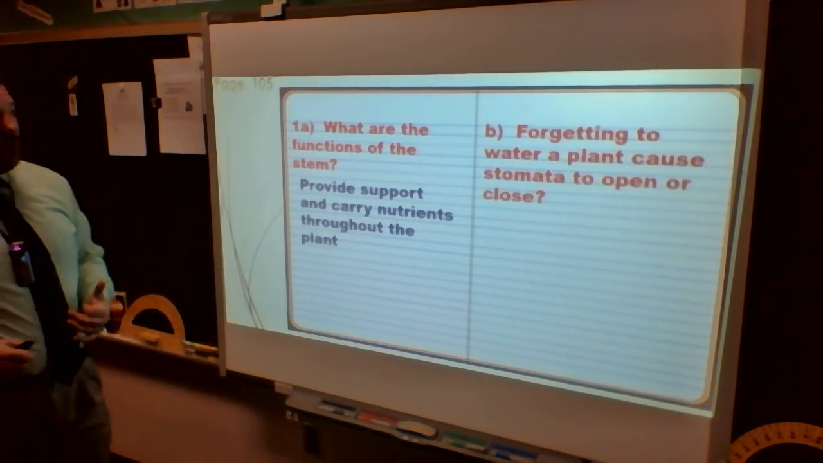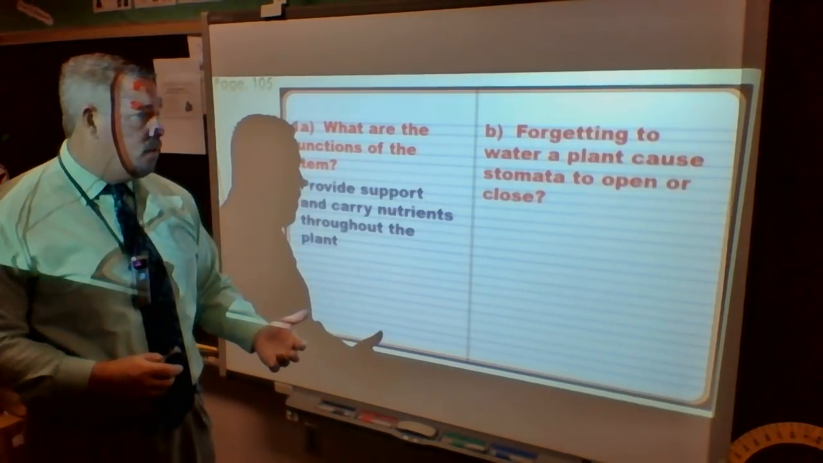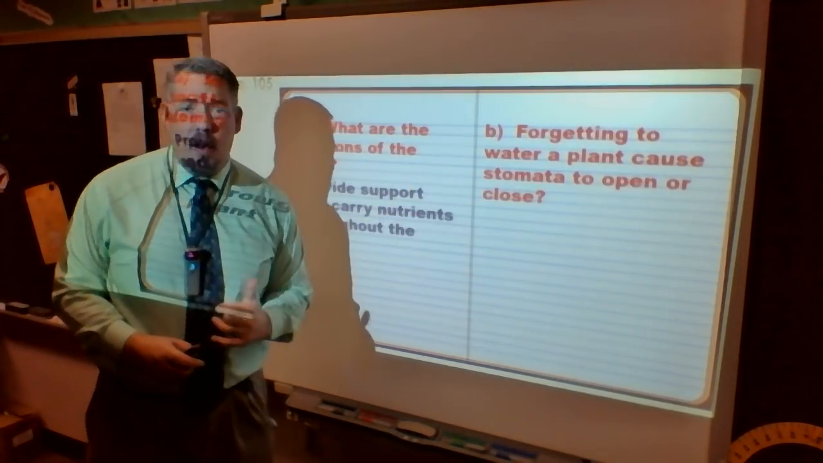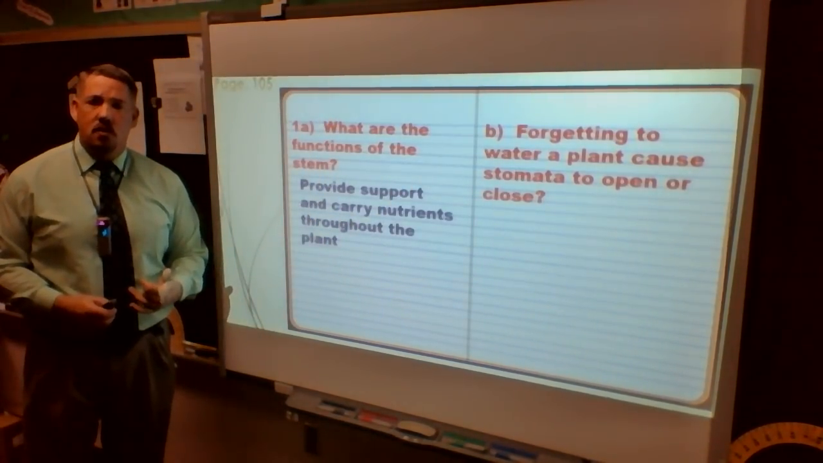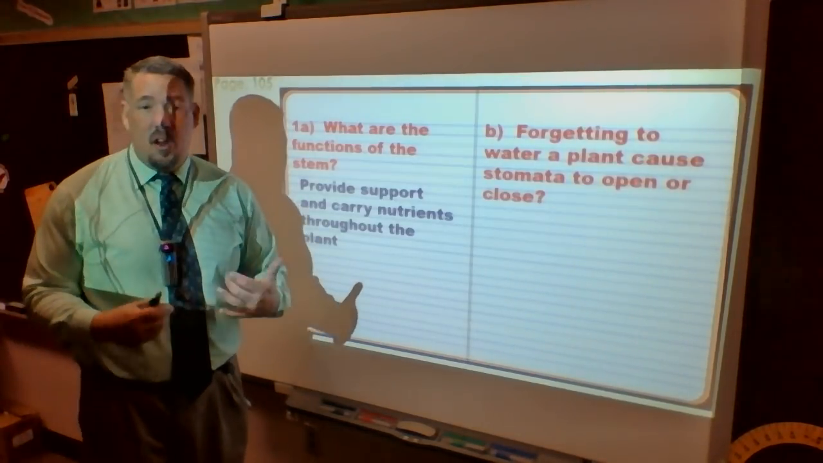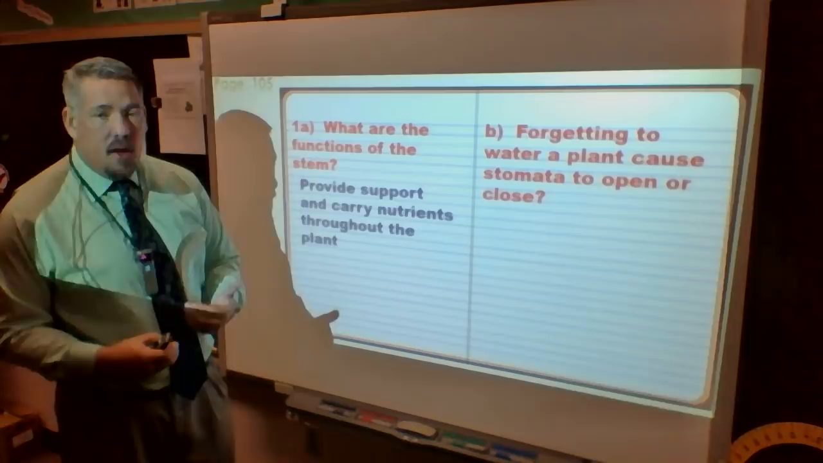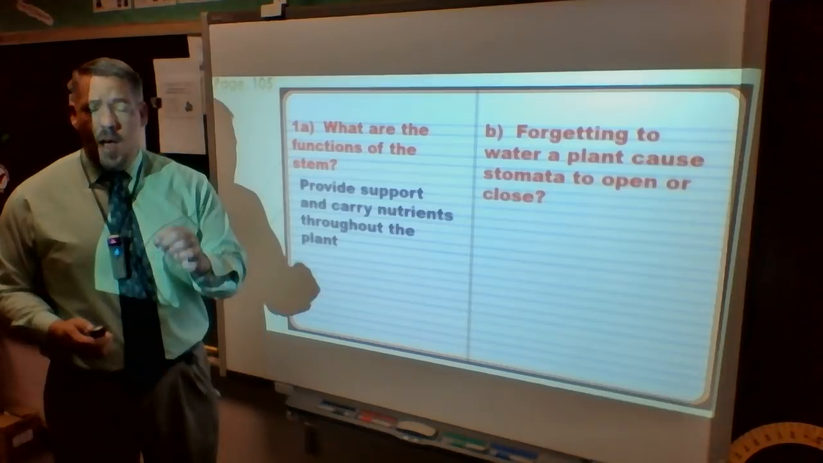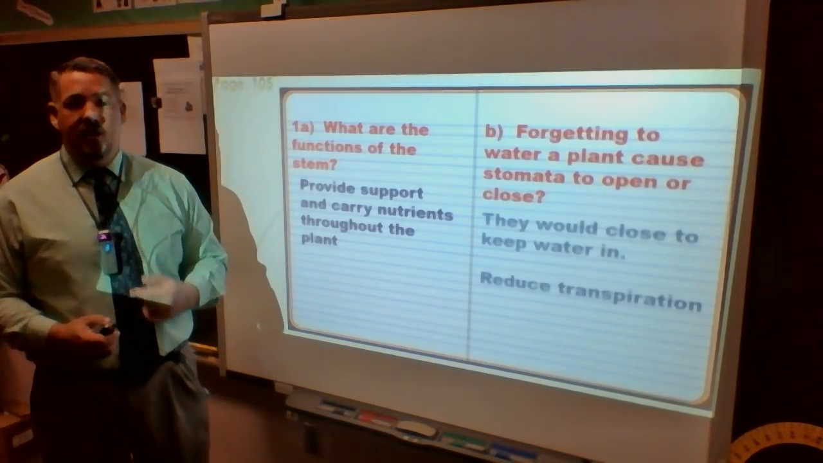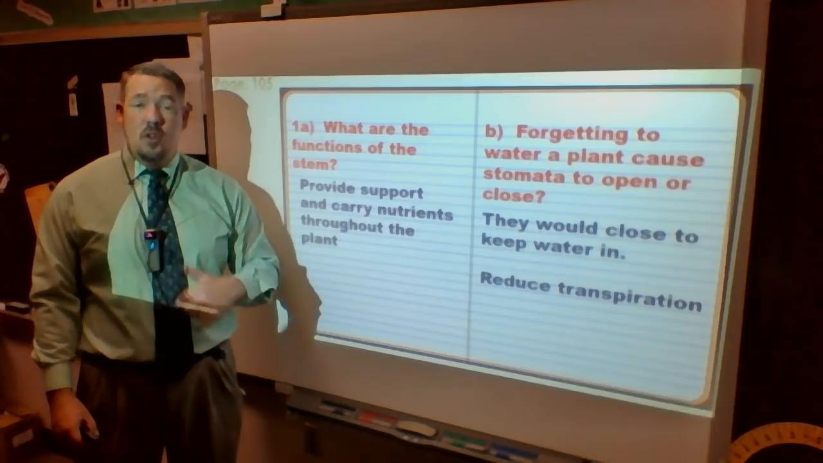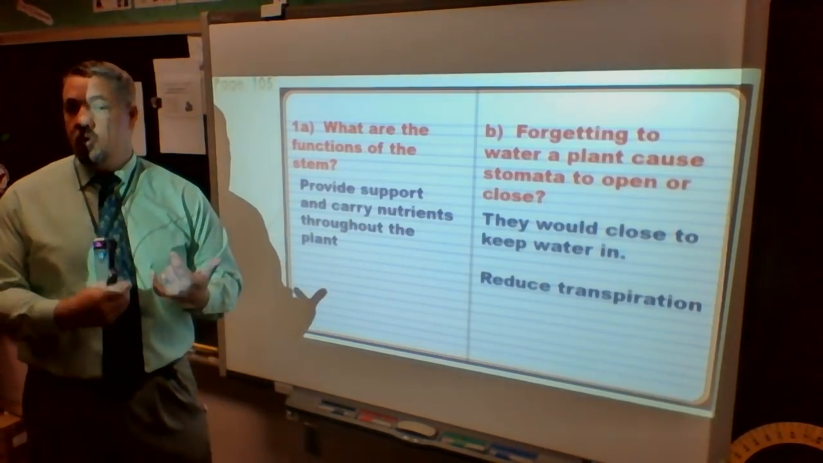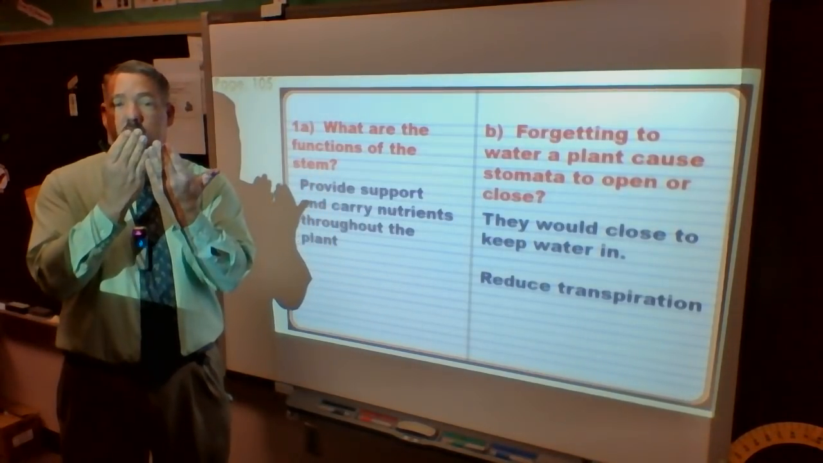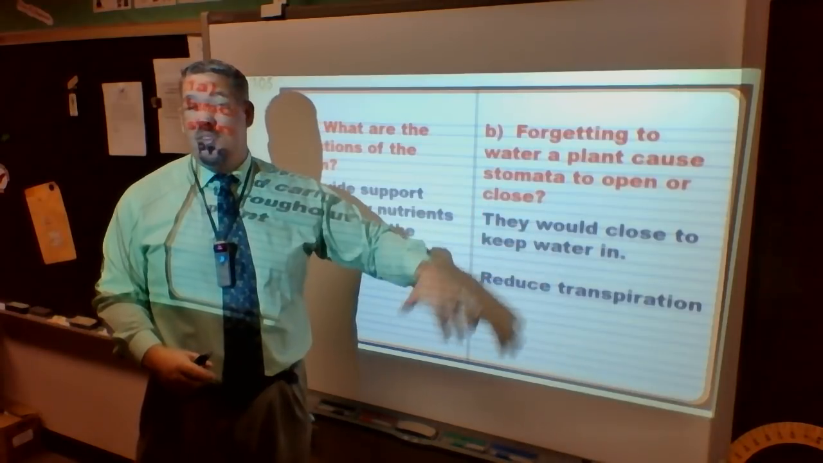The second question, if you forget to water the plant, then what's going to happen to the stomata, which is more than one stoma? Are they going to be open or are they going to be closed? Well, if I forget to water a plant, and you see that it's beginning to wilt, if I would look at the plant really close with a microscope and I would locate a stoma, I would see that it's closed. Because the last thing a plant wants to do is to lose more water. It wants to reduce the transpiration that it's automatically going to want to do. So it closes those doors and it keeps any extra water from leaving the plant.